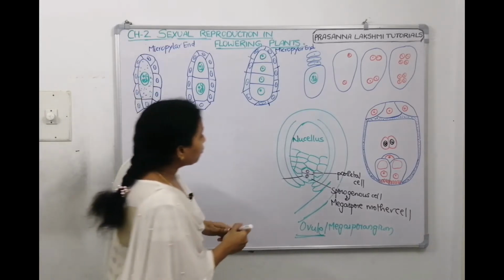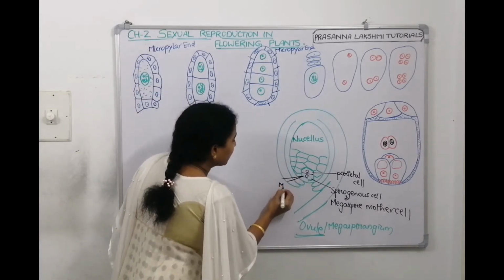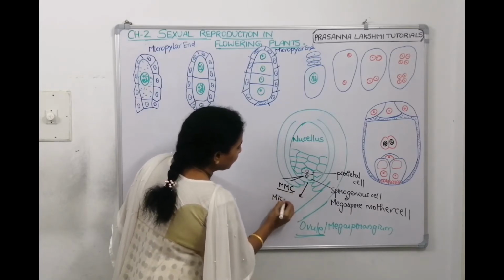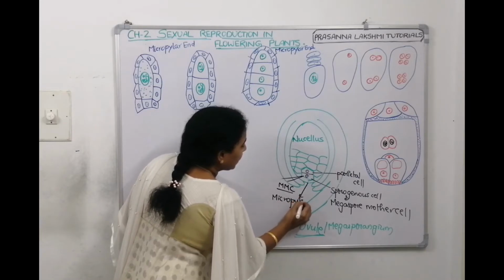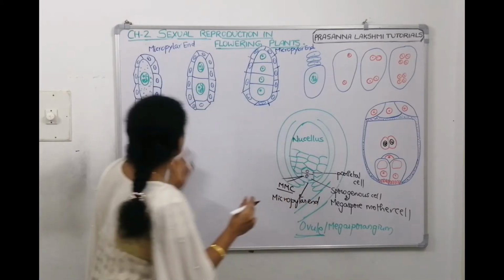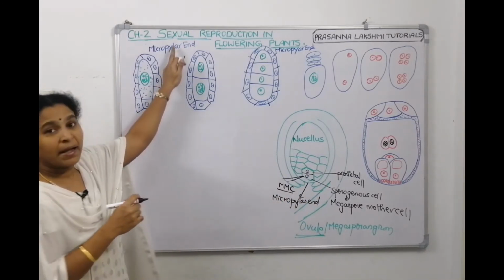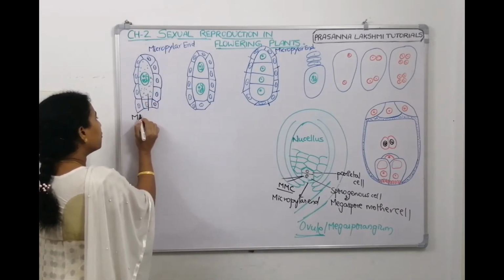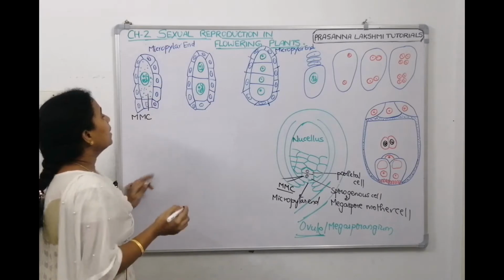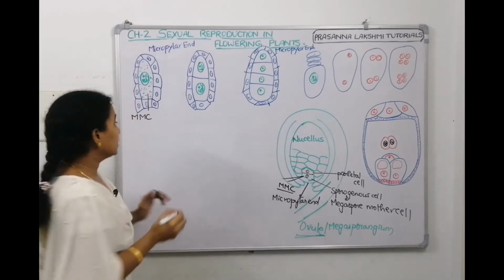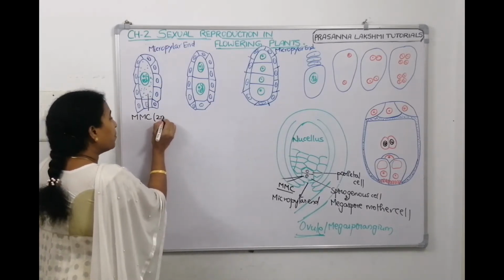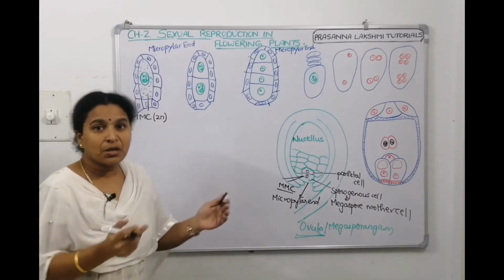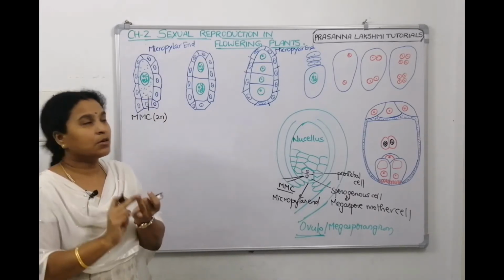And where is the megaspore mother cell? At the micropylar end. That's what they showed us in NCERT. At the micropylar end is this cell which is called megaspore mother cell. Now this megaspore mother cell, which is diploid, undergoes meiosis 1, meiosis 2.